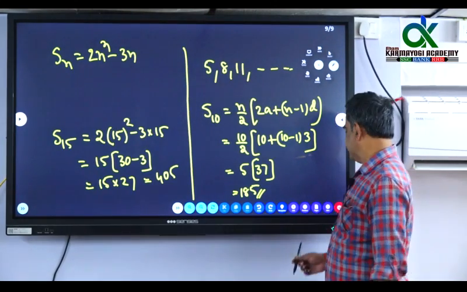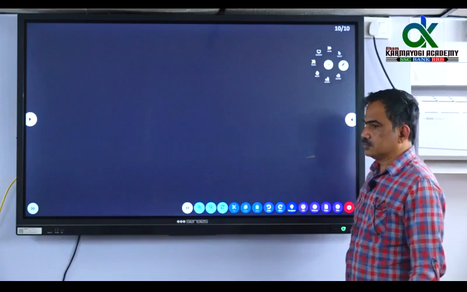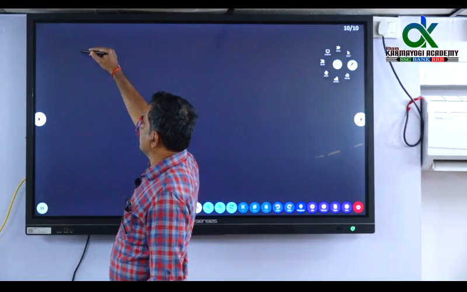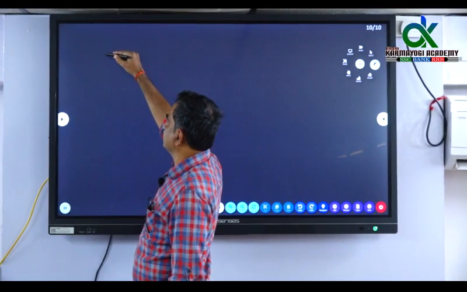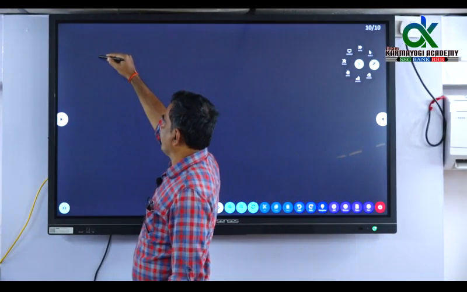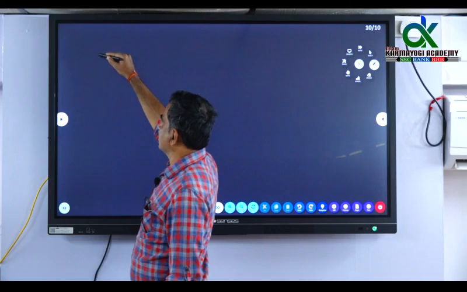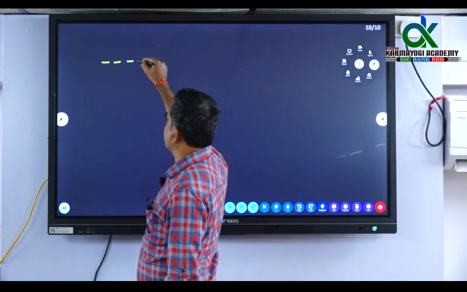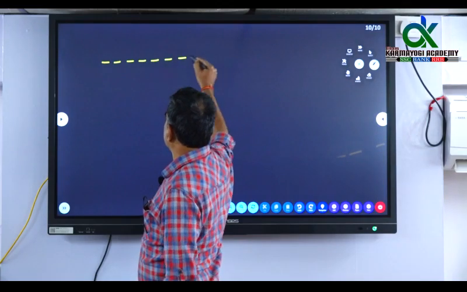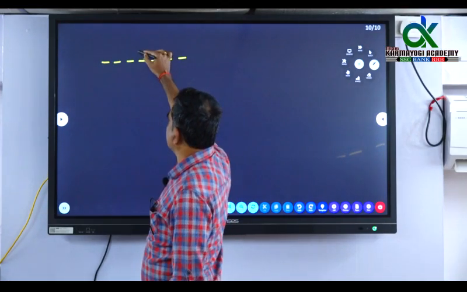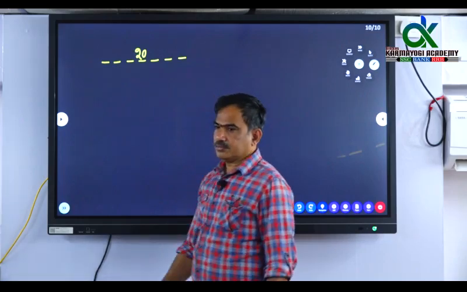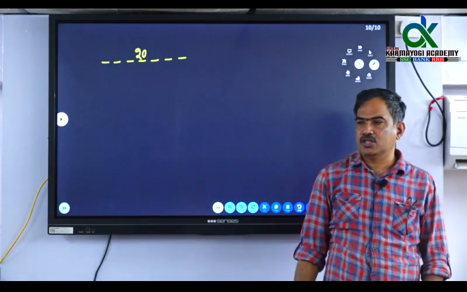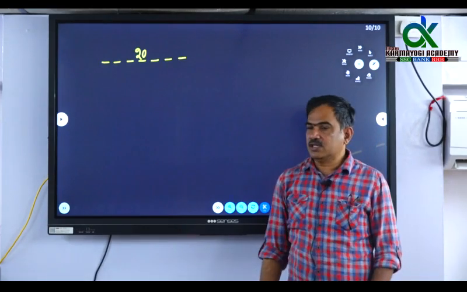Next one. I want to give a question here. Find the sum of 7 terms in an AP whose middle term is 20. Find the sum of 7 terms in arithmetic progression whose middle term is 20.